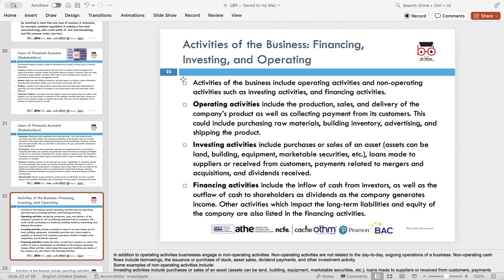Investing activities encompass a wide range of activities such as the acquisition or sale of assets, which might include commodities such as land, buildings, equipment, and marketable securities. The operations that are considered to be financing activities encompass the receipt of cash from investors as well as the distribution of cash to shareholders in the form of dividends.